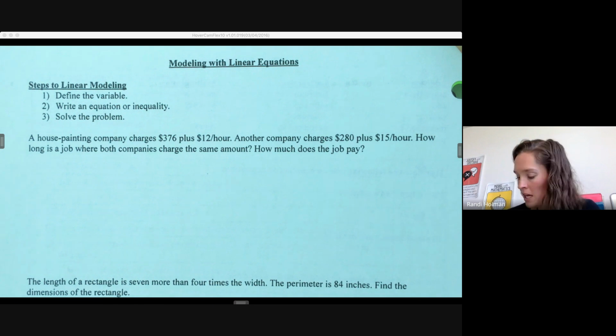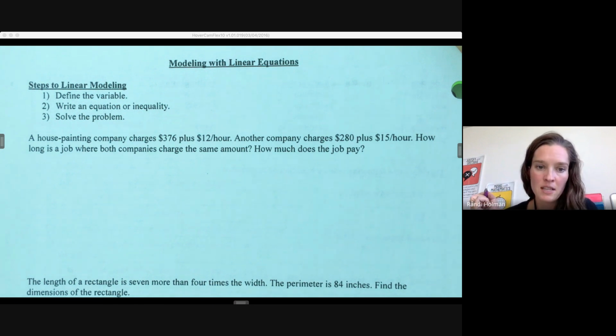So here, this first one, we have a house painting company charges $376 plus $12 an hour. Another company charges $280 plus $15 an hour. How long is a job where both companies charge the same amount? And how much does the job pay?